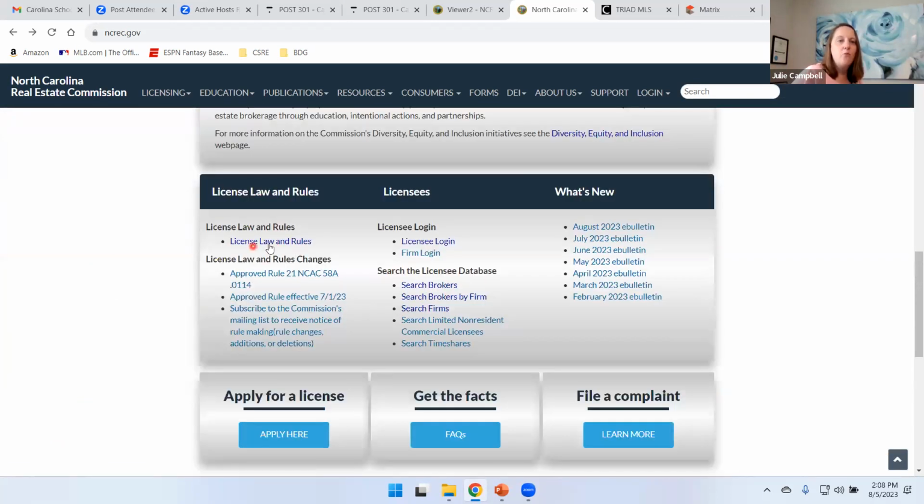If we scroll down on the home page, you guys see I have a link here for license law and rules on the home page. Before we click on this link, also note any upcoming changes to laws and rules, approvals, changes they make open for public opinion, that kind of thing. So any updates you're going to also be able to find here. You guys can also subscribe to receive an email from the commission when they're proposing and deciding to change a law or rule. So you can do all that here on the home page.